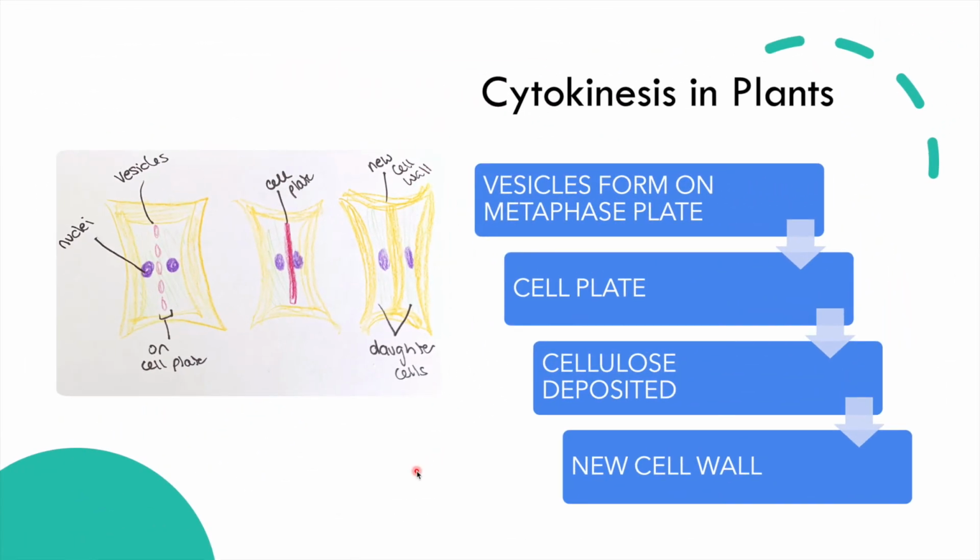Cytokinesis in plant cells occurs a bit differently due to the cell wall. Vesicles form on the metaphase plate and then merge to form a cell plate. Cellulose is then deposited, and a new cell wall forms between the two new daughter cells.